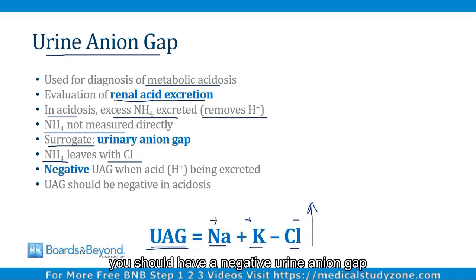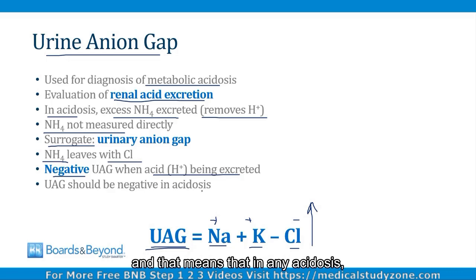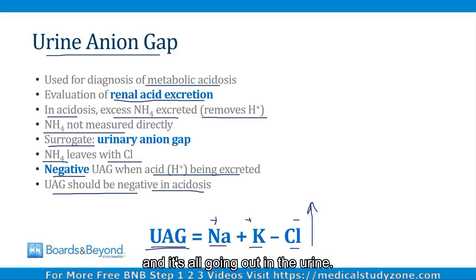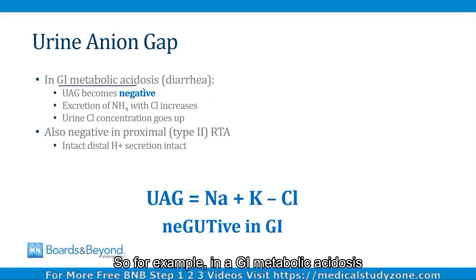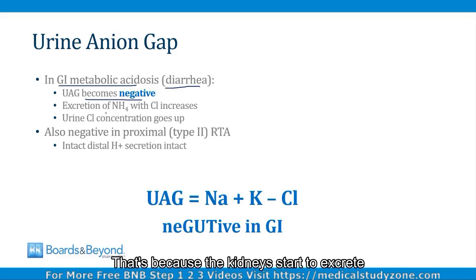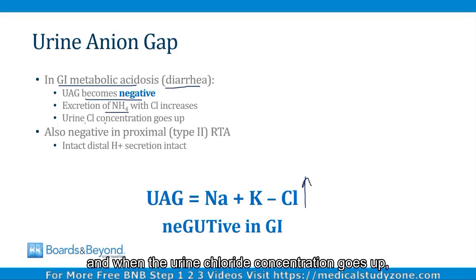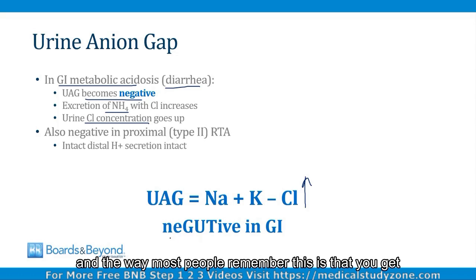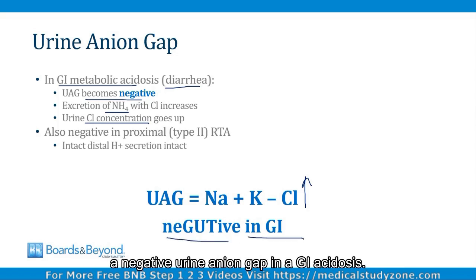So to put this all together, you should have a negative urine anion gap anytime lots of acid is being excreted. And that means that in any acidosis, the urine anion gap should be negative. That's an indication that the kidneys are working, they're producing lots of ammonia, which is getting converted to ammonium, and it's all going out in the urine. So for example, in a GI metabolic acidosis, like from diarrhea, the urine anion gap becomes negative. That's because the kidneys start to excrete lots of acid as ammonium, and therefore the chloride goes up, and when the urine chloride concentration goes up, the urine anion gap becomes negative. And the way most people remember this is that you get a negative urine anion gap in a GI acidosis.